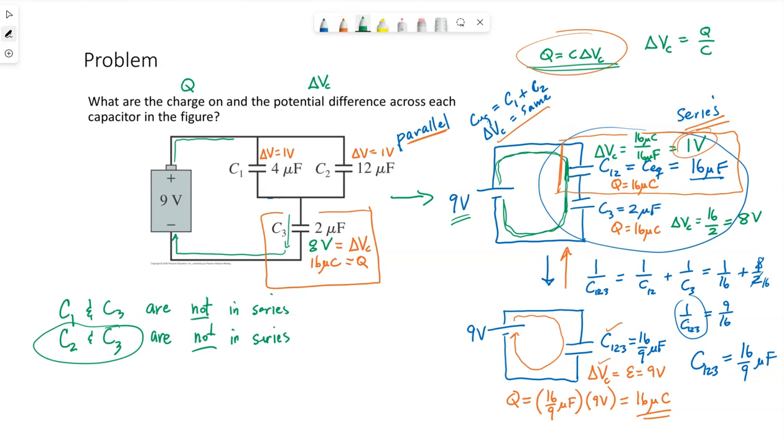Okay, well, charge is simply capacitance times voltage. So we're using the same equation over and over, one capacitor at a time. This time we have C and V, so 4 times 1 tells me I have a charge of 4 microcoulombs here. For C2, 12 times 1, I have 12 microcoulombs here.